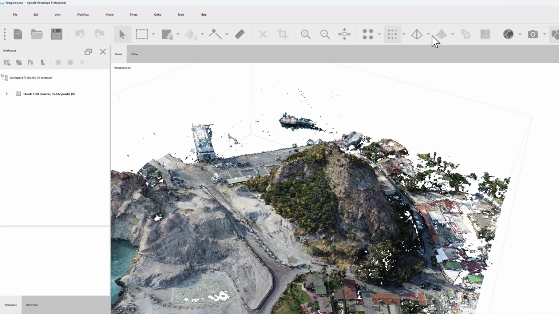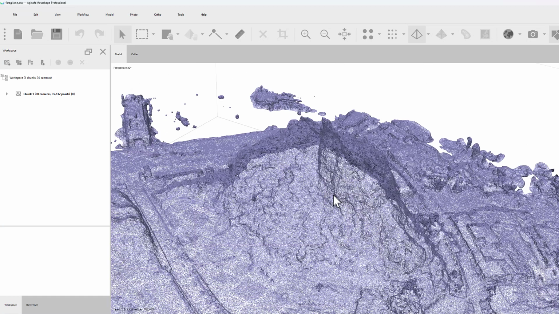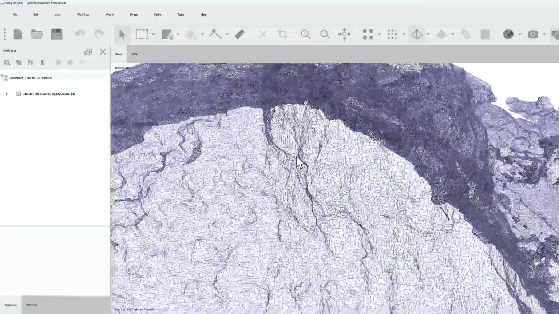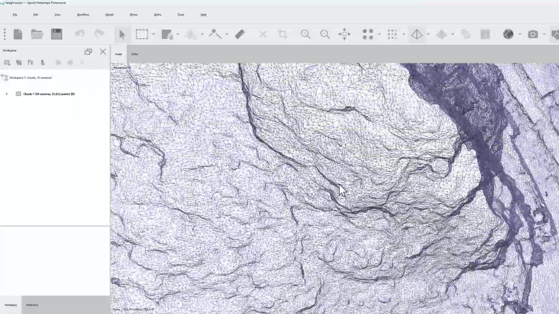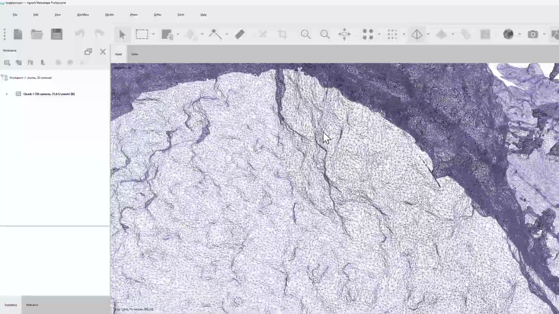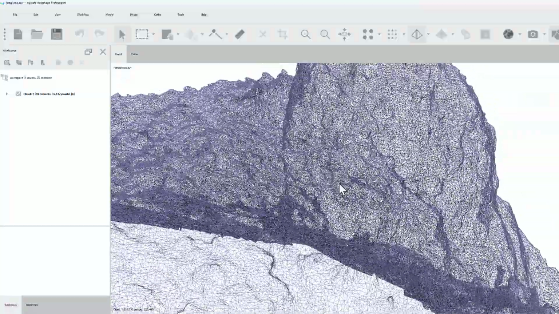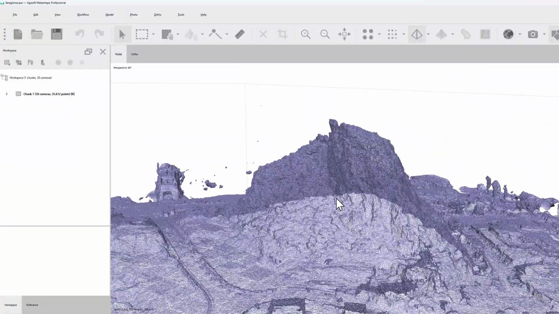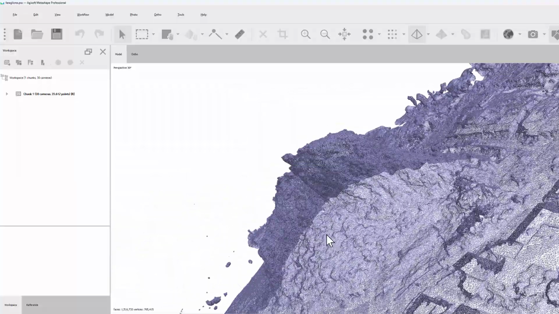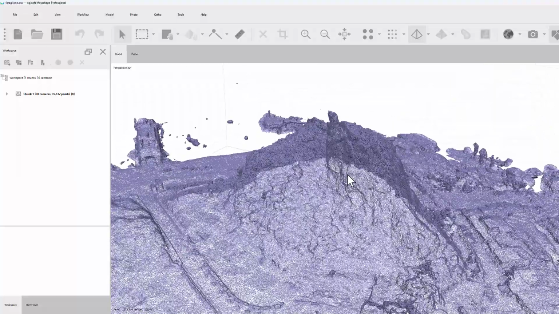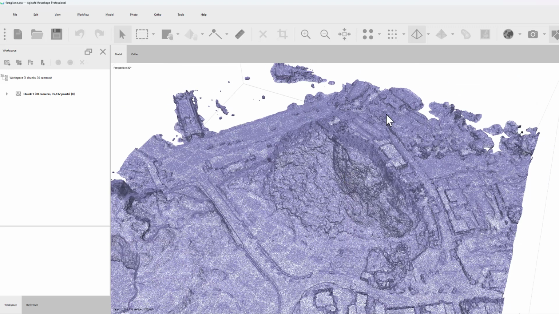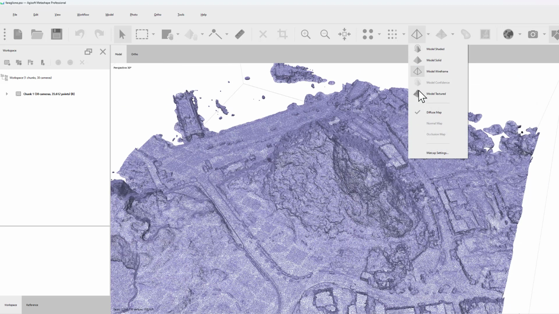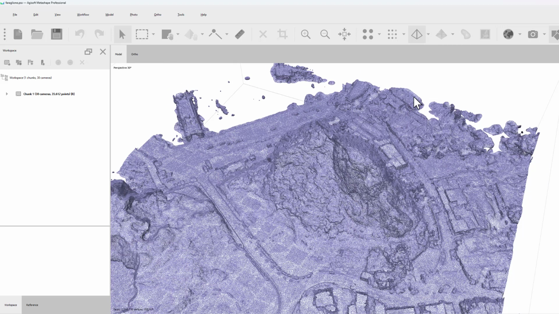So then the next thing we do, typically, is we would compute a mesh from these points. And so there it is. There's the wireframe of our mesh. So it's a series of triangles that represent this surface in 3D. And this says there's 1.5 million faces.